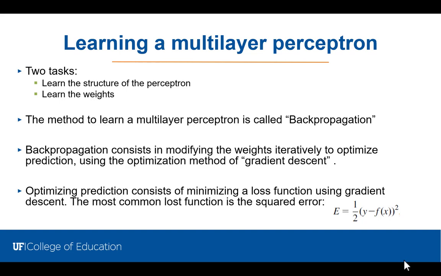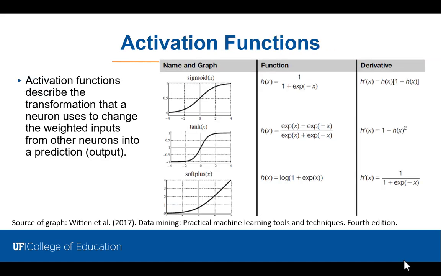So here you can have multiple different functions, as long as you can get the first derivative, it's fine. A common loss function that is minimized in neural networks is the squared error, but there are others too. Now you need an activation function for the hidden layers as well as the output layer. The activation function is a transformation that a neuron uses to change the weighted inputs from other neurons into a prediction or output.